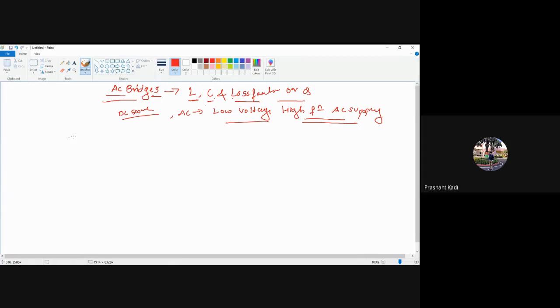So to find the value of inductance and capacitance, first we have to look at these different types of sources and detectors mainly. Let us look at the term sources. What type of sources are required? As I told, low voltage high frequency AC supply is required. To provide that kind of source, we need to have electronic oscillators.